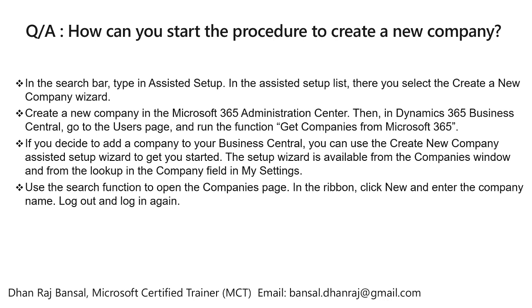Let's talk about the third one. If you decide to add a company to your Business Central, you can use the create new company assisted setup wizard to get you started. The setup wizard is available from the companies window and from the lookup in the company field in my settings. Use the search function to open the companies page. In the ribbon, click new and enter the company name, log out and log in again. So the first one is the right and most appropriate one. In the search bar, type in assisted setup. In the assisted setup list, select the create a new company.